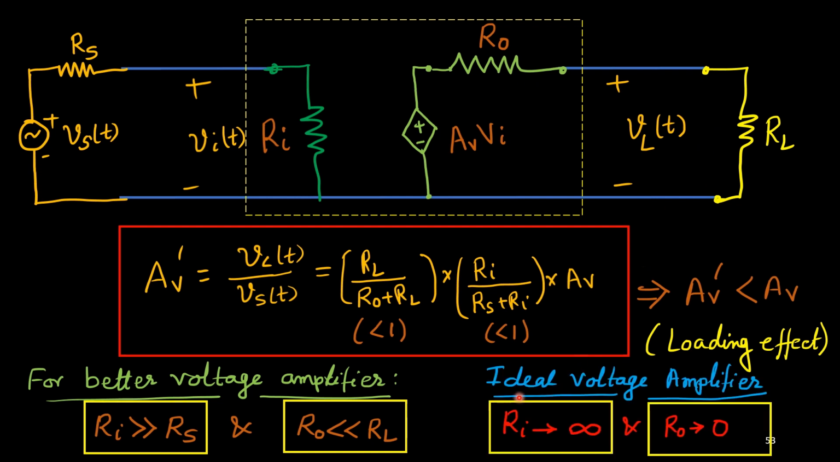So for the ideal voltage amplifier, the Ri should be close to infinity and R naught as low as possible, close to 0. So this is a true limiting case. Ri is close to infinity ideally and R naught is close to 0, short circuit. This is open circuit and this is short circuit. So this same voltage Vi will be coming and there is no drop, same AV Vi will be available here. So voltage gain will remain AV, no reduction if it is an ideal voltage amplifier. Any voltage source you connect, any load you connect, you are going to get the same gain AV.